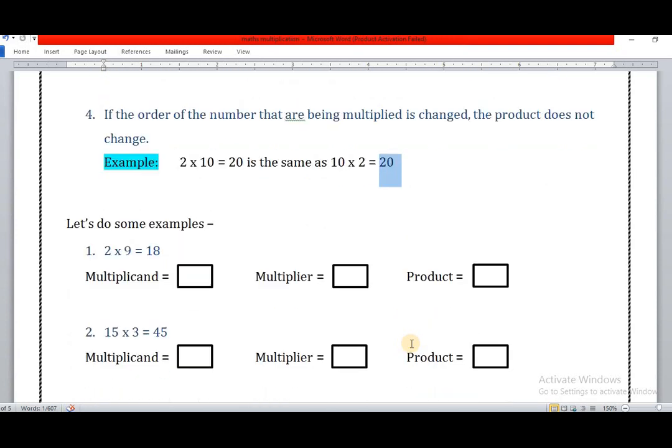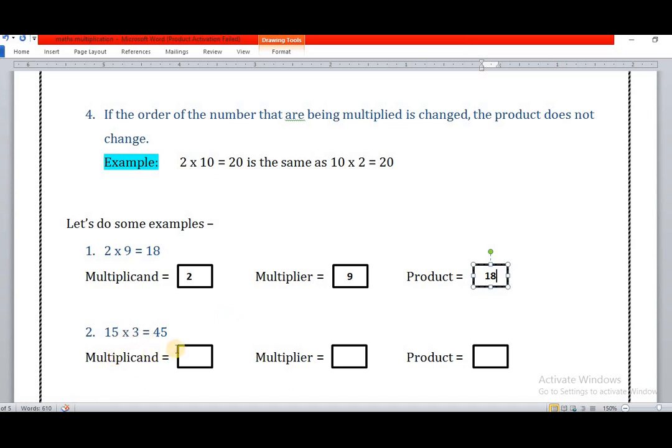Now let's do some examples. Number 1. 2 into 9 is equal to 18. Now identify what is the multiplicand here. 2. What's the multiplier? 9. Product? 18. Very good.